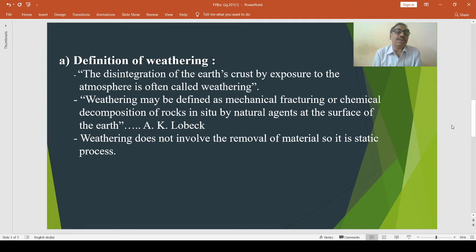Then the definition of weathering: the disintegration of the earth crust by exposure to the atmosphere is often called weathering. Then another definition for the weathering: weathering may be defined as mechanical fracturing or chemical decomposition of rocks in situ by natural agents at the surface of the earth.